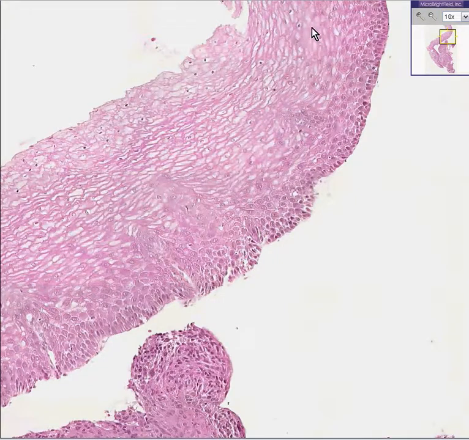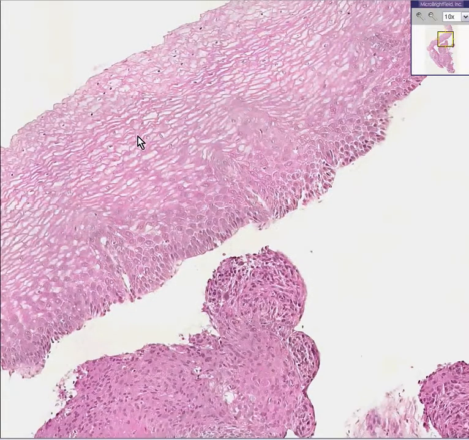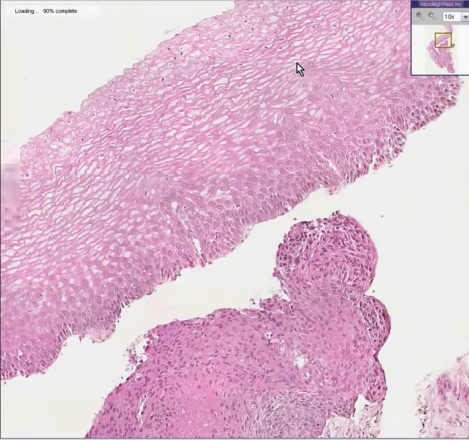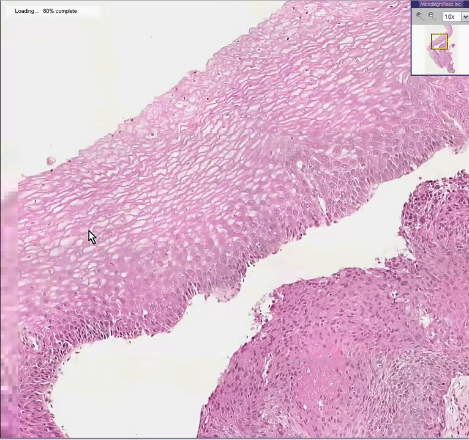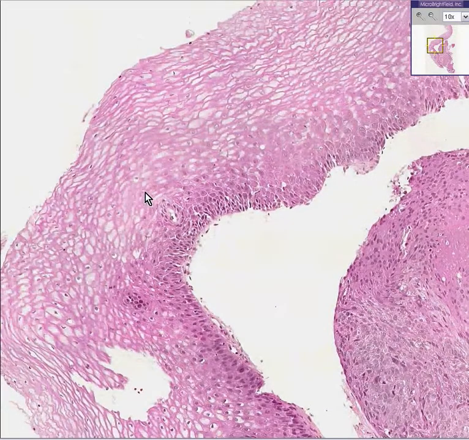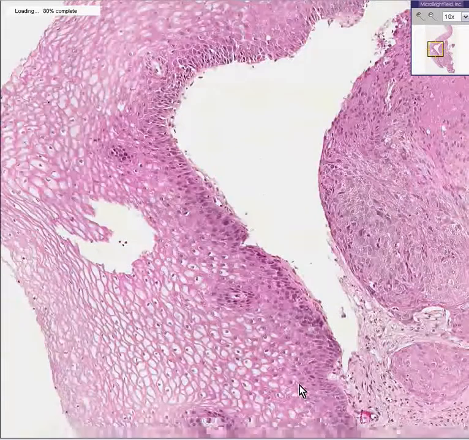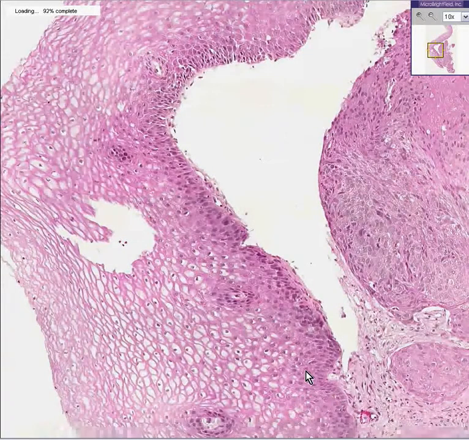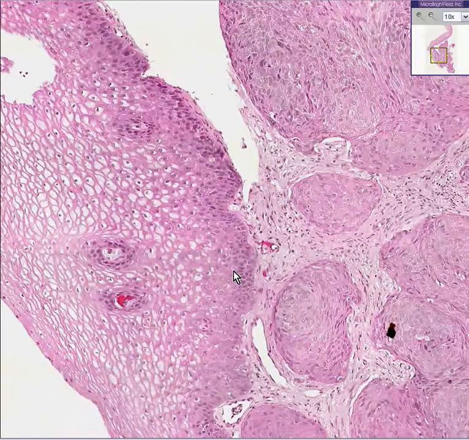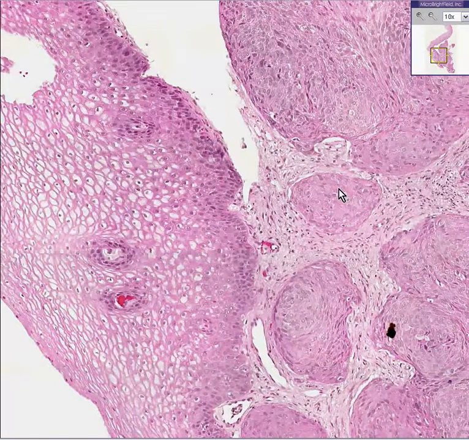So we have a pure epithelium with no connective tissue underneath it, almost like it was stripped from the overlying connective tissue. And now we are following this little strip of non-keratinized squamous epithelium to the point where it actually is attached to the underlying connective tissue. And the underlying connective tissue has similar nests of squamous cells.